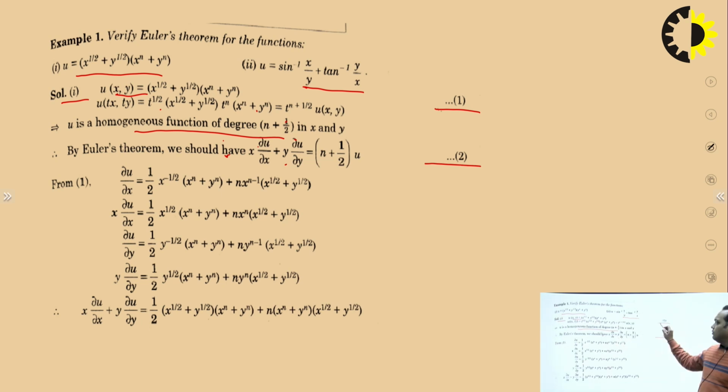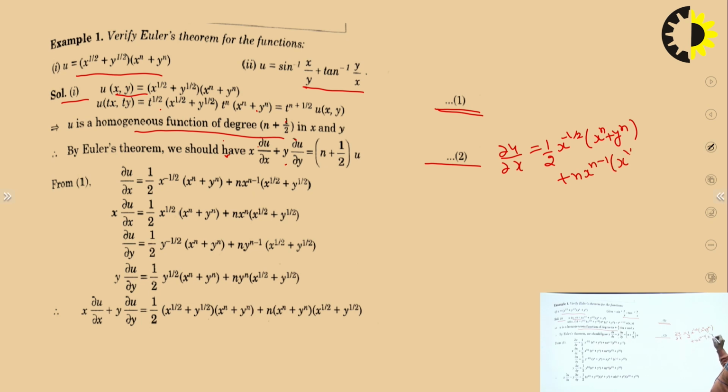For verification, differentiating first partially with respect to x, we get ∂u/∂x = (1/2) x^(−1/2)(x^n + y^n) + n x^(n−1)(x^(1/2) + y^(1/2)) by the product rule. It implies x ∂u/∂x = (1/2) x^(1/2)(x^n + y^n) + n x^n (x^(1/2) + y^(1/2)).